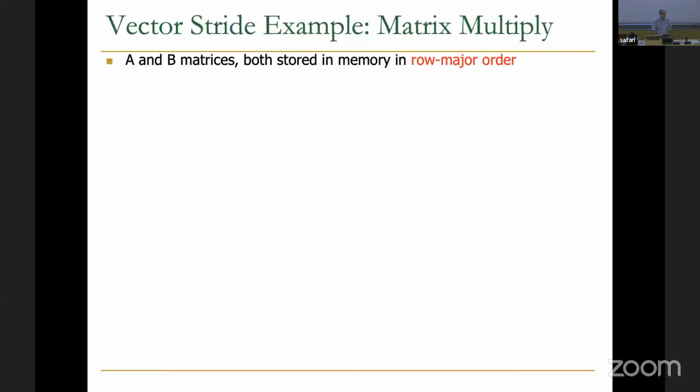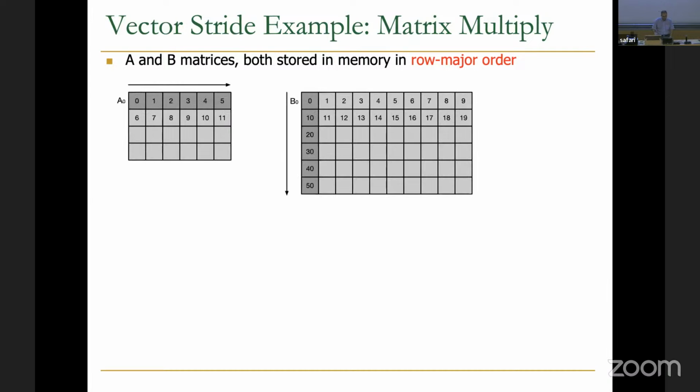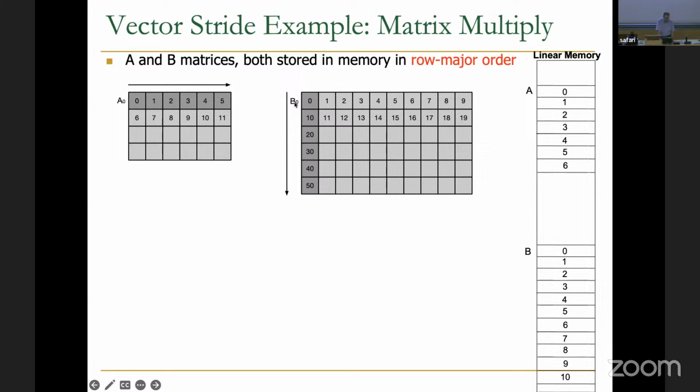So for that, I'm using a matrix multiplication. Imagine that we have two matrices, A and B, that are both stored in memory in row major order, which means that elements in the same row are stored at consecutive addresses of the memory. So we have our two matrices, matrix A and matrix B.